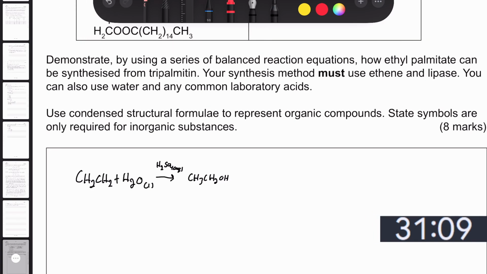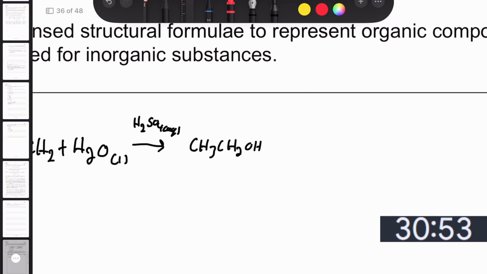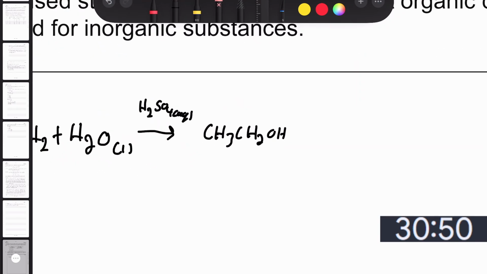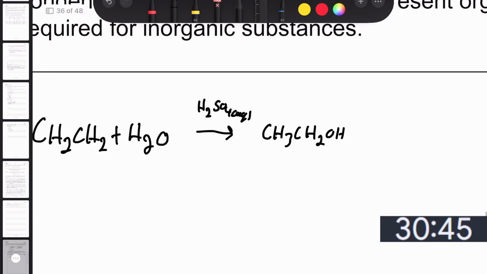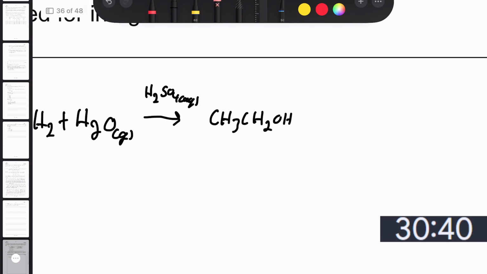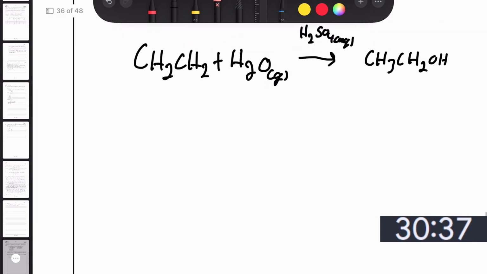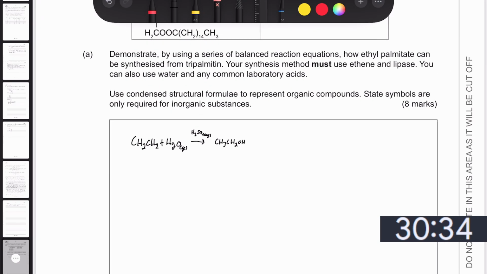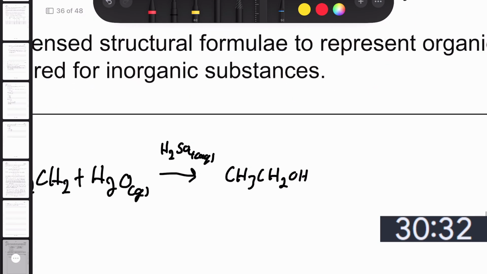Balance reaction equations. Ethyl palmitate to synthesize must use ethene and lipase. So this is going to be my, it's probably going to be gaseous, H2SO4. That's my catalyst, and then I'm going to make ethanol. And from here, ethanol, oh, that's going to be a double arrow.